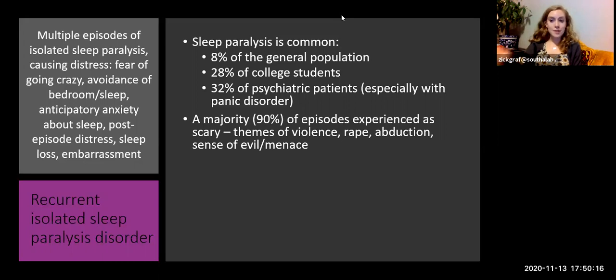So I can share one that happened to me when I was in college applying to grad school. I was very stressed out. I was also a college student, so I was very sleep deprived. And I had an episode of sleep paralysis where I was in bed, I couldn't move, and I was looking at a painting that was hanging at the foot of my bed.